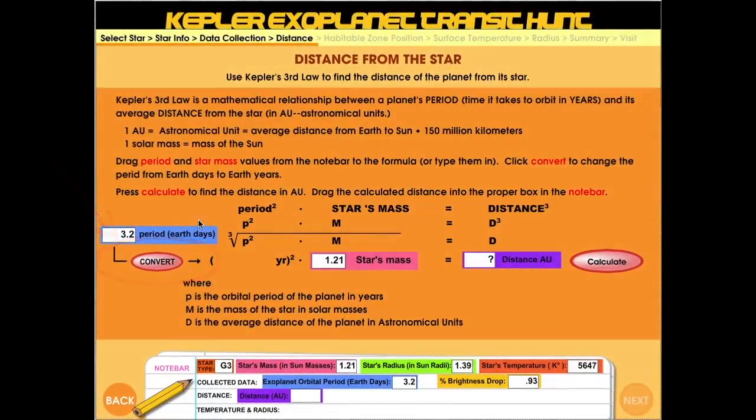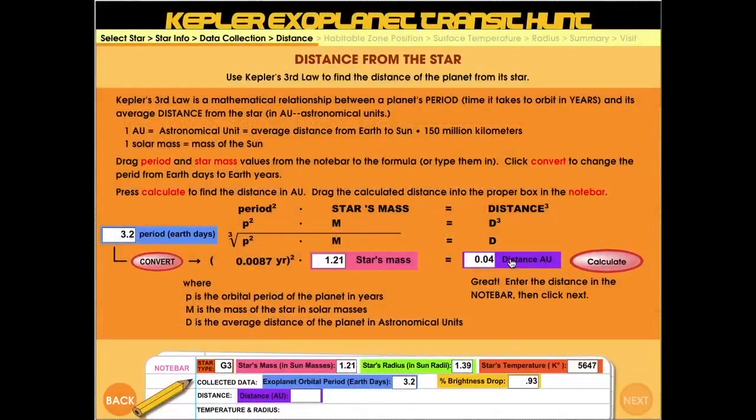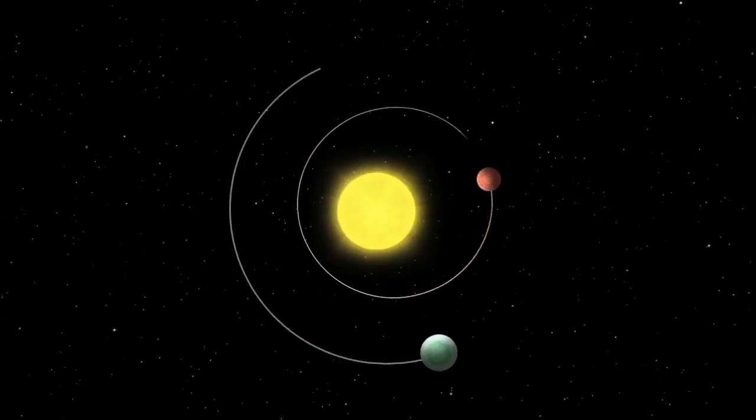It's in astronomical units, or AU. 1 AU is the average distance from the Earth to the sun. That's about 150 million kilometers or 93 million miles. Before you click the next button, drag the purple box in the formula to the purple space in the note bar so your answer gets recorded there. So far, we have found the planet's orbital period and average orbital radius, or the distance from its star.